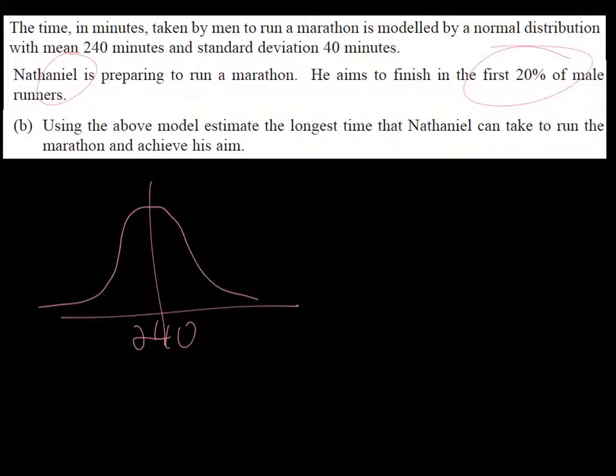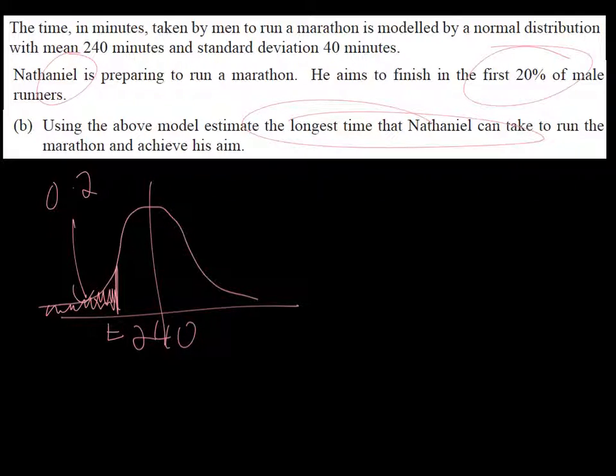In part B, we've got Nathaniel, who is preparing to run and wants to come in the top 20% of male runners. We're asked to use the model to estimate the longest time that Nathaniel can make to run the marathon and still be within the top 20%. So this question is kind of flipping the previous question on its head. This time what we want to do is find out the minimum time, so let's call that value t, that he can run such that he is still in the lowest 20% or 0.2. So we're doing it the other way around.